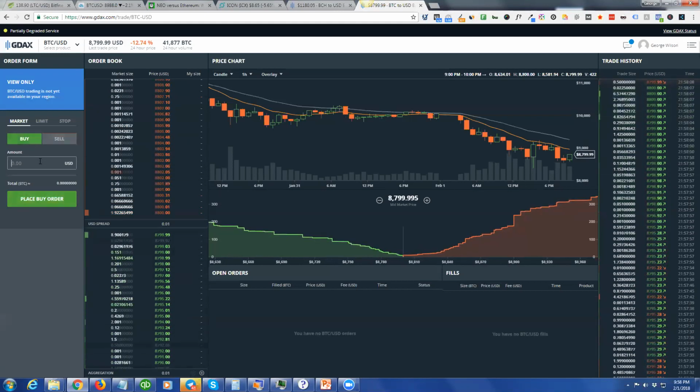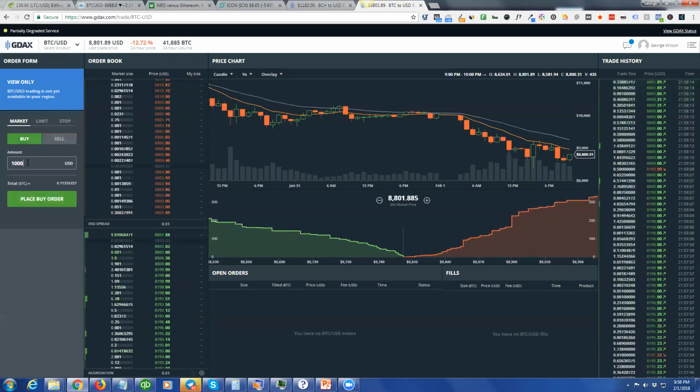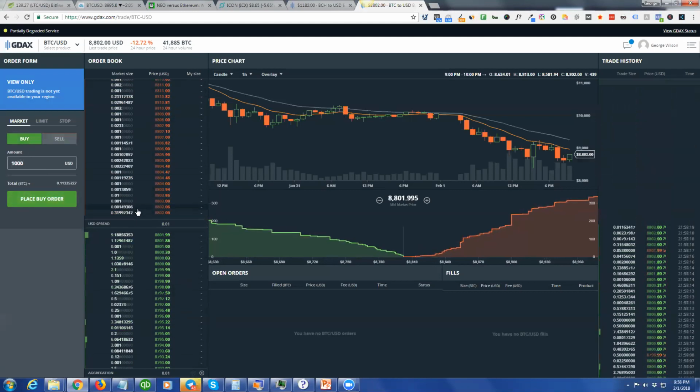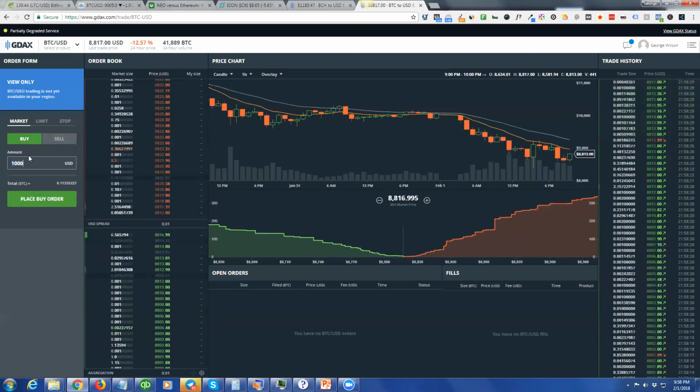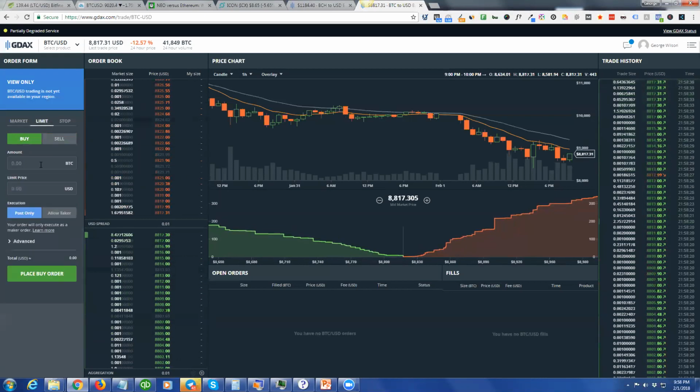So if I want to buy $1,000, it will buy $1,000 worth of Bitcoin for me at the current ask, or at the current market price. So whatever the current ask is over here, this is where it would fill it. Okay, and so in this case, I would get roughly 0.1133 Bitcoin. So if you're going to buy at market, then you just put in how much Bitcoin you want to buy in US dollars.